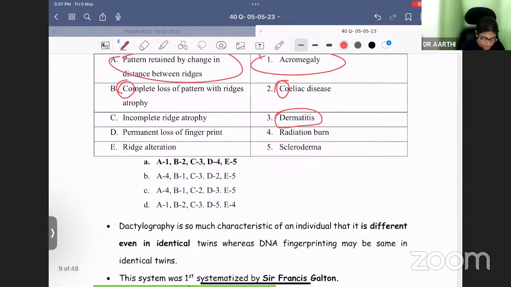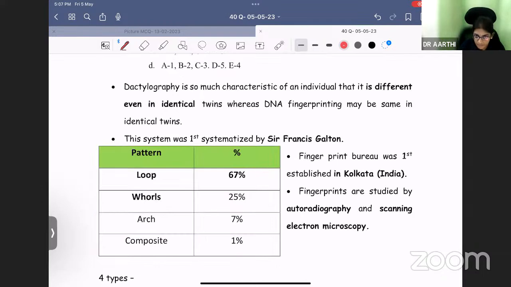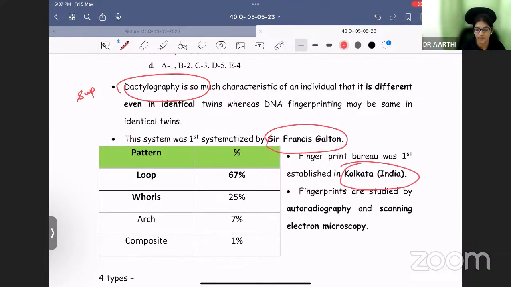Okay? So when you compare dactylography and DNA fingerprinting, dactylography is the more superior one, much more superior than DNA fingerprinting. Sir Francis Galton was the person who first systematized it. It happened in Kolkata. He started using it when people had property issues and were not keeping their word; he started to get a signature in the form of a fingerprint. Fingerprints are studied nowadays with newer technology by scanning electron microscopy and also by autoradiography.